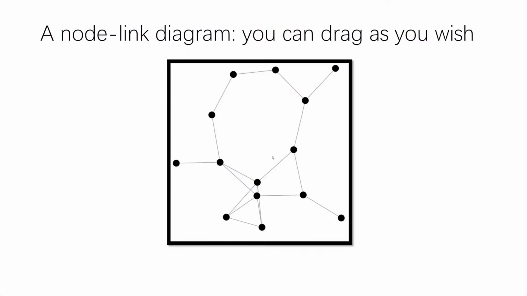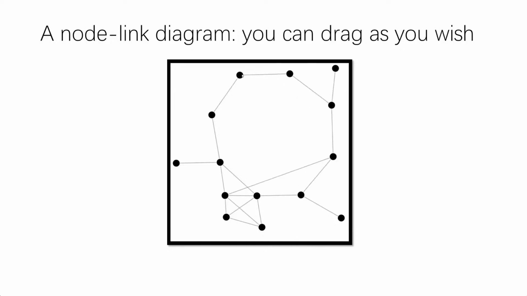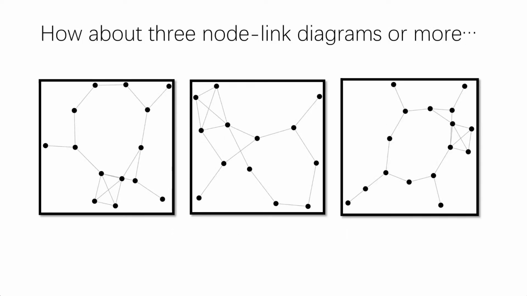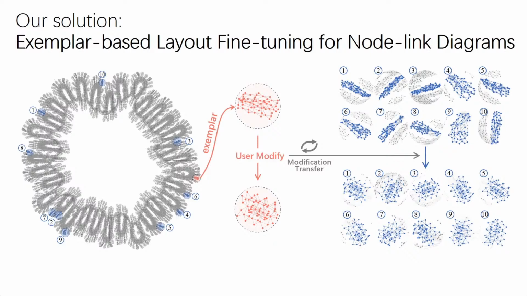Hi, everyone. It is a work about graph visualization. With one node link diagram, dragging nodes can change the layout of the diagram as you like. But how about more diagrams? Dragging nodes can be laborious. Please come to our talk about exemplar-based layout fine-tuning for node link diagrams. We will give you our ideas.